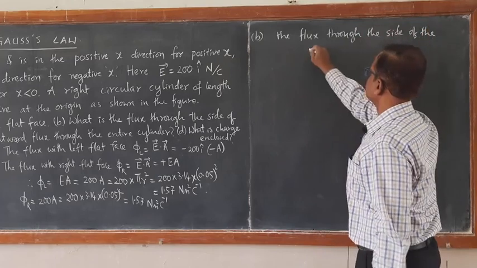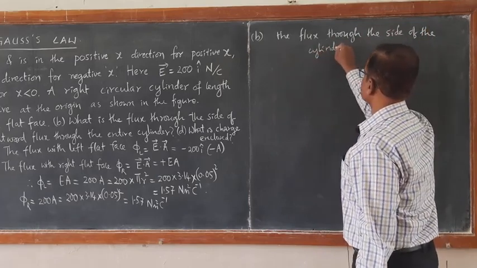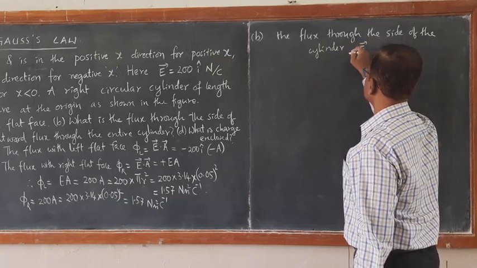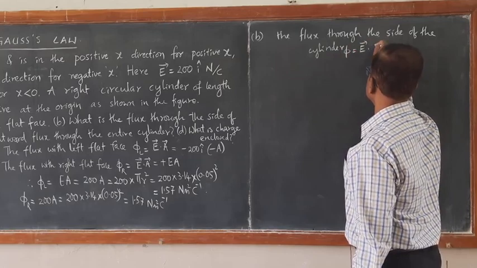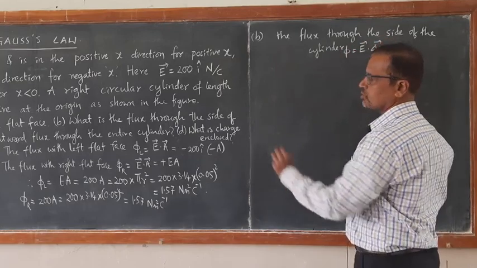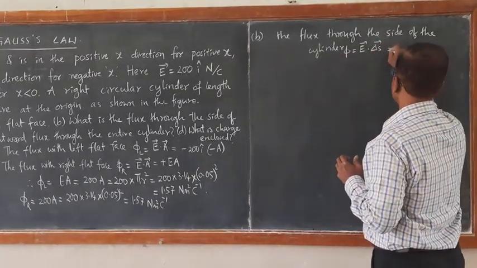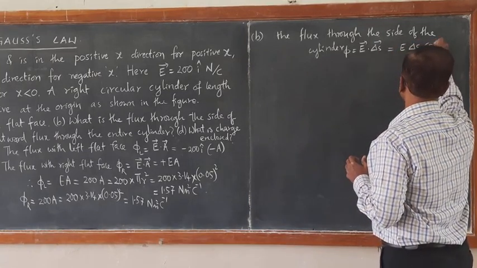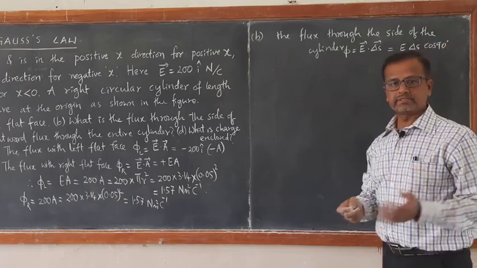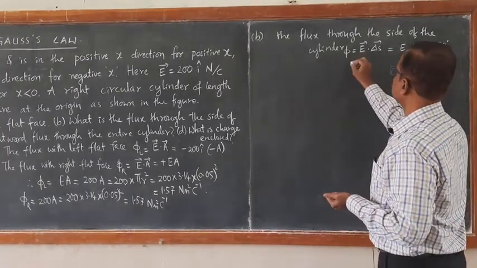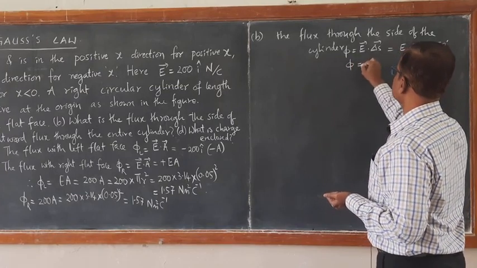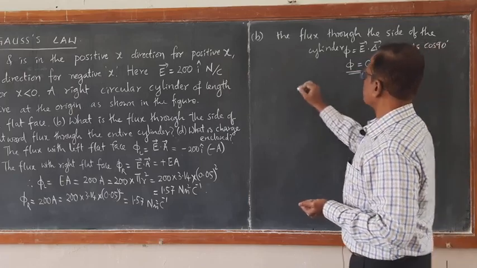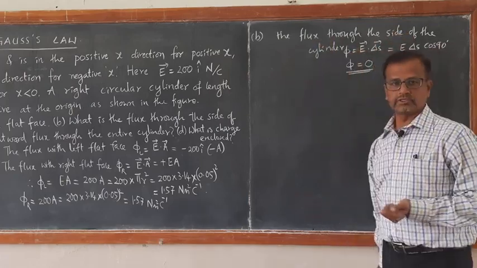Flux through the side of the cylinder. If you write it as phi is equal to E dot delta s, by taking those small elementary areas as delta s, the angle between them is 90 degrees. So, E delta s cos 90. Cos 90 becomes 0. Therefore, the flux through the cylindrical surface is 0. So therefore, the flux through the side of the cylinder is 0.